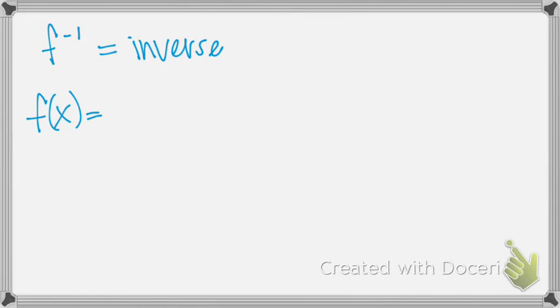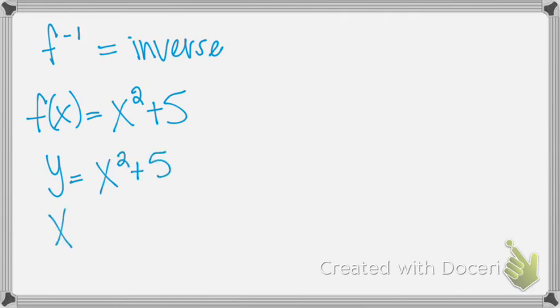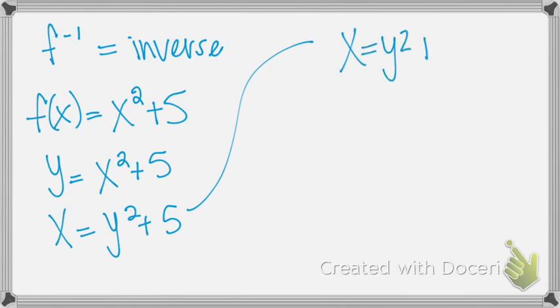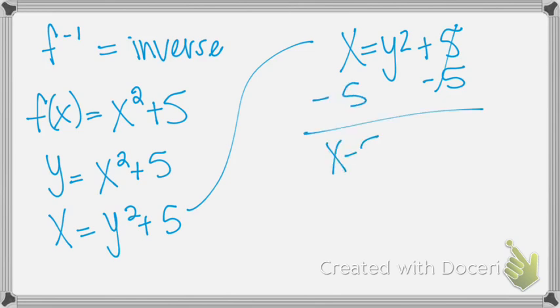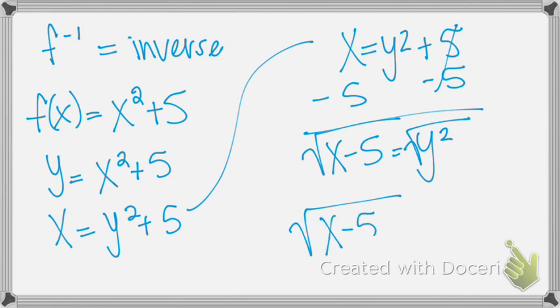So it's f of x equals x squared plus 5. Remember, f of x is y equals. The first thing we do is we swap x and y. I'm going to bring this up here. I'm going to subtract 5 from both sides. I have x minus 5 equals y squared. To get rid of a square, we take the square root, and I'm left with the square root of x minus 5 equals y, which is our inverse.